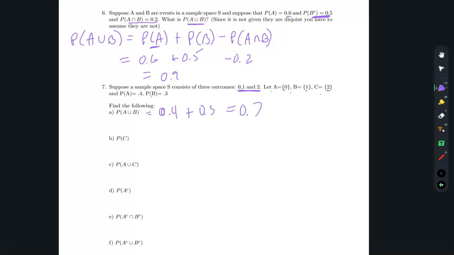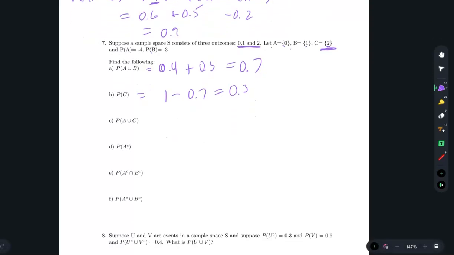What's the probability of C then? If these two add to 0.7, this has to be 1 minus 0.7, so that's 0.3. How about the probability of A or C? Well, I know the probability of A is 0.4, and the probability of C is 0.3, so 0.7. Probability of A complement, that's just going to be not A, and so that's going to be 1 minus 0.4, so that'll give me 0.6.